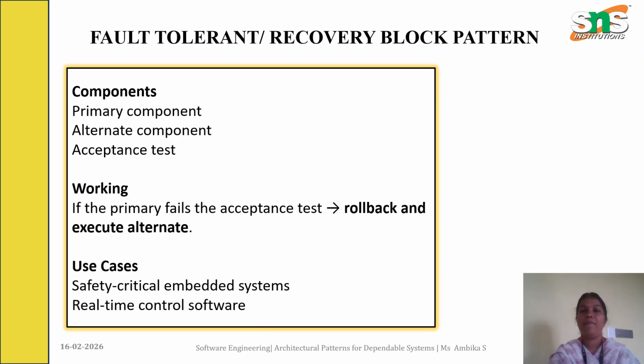Fault tolerant or recovery block pattern. It consists of a primary component, an alternate component and acceptance tests. In the primary component, the first version of the algorithm is executed. If it fails, we go for the alternate component, which consists of a different version of the same algorithm. Then we conduct the acceptance test. If the primary component fails, we execute a rollback and then execute the alternate algorithm for that software. The use cases here are safety critical embedded systems and real-time control software.